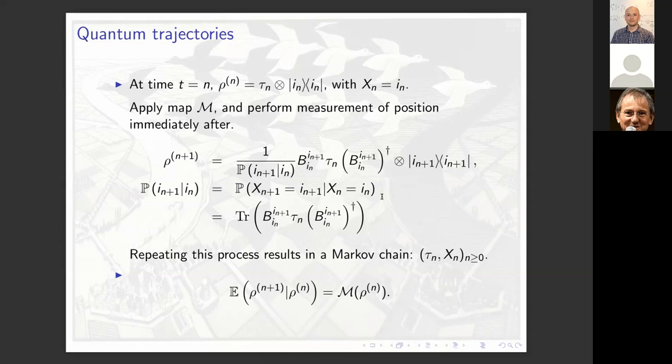Now, by repeating this process over and over again, applying the map, doing a position measurement, then applying the map again, doing a position measurement, what this gives us is a Markov chain, with these events over here. This tau n for the internal degree of freedom, and this xn describing the position on the graph. So now this is giving us a Markov chain.